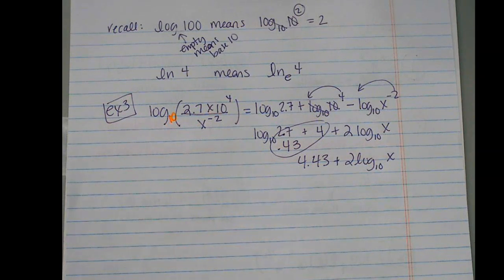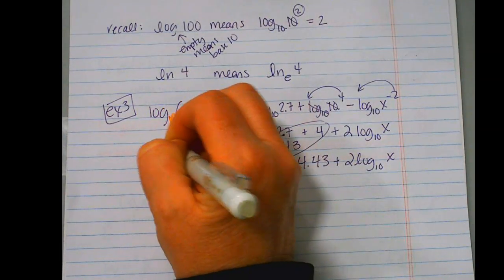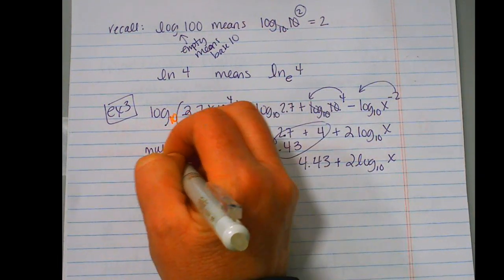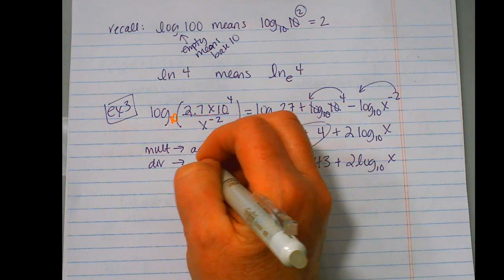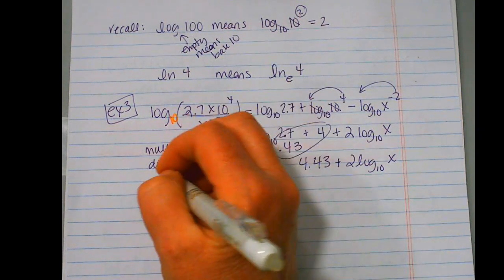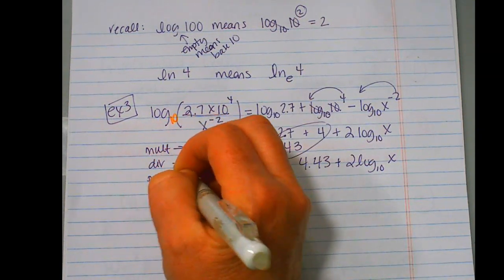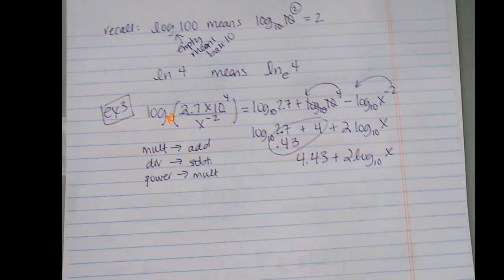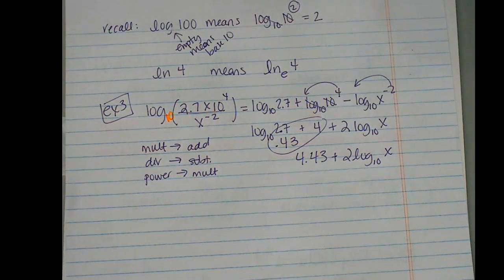Okay, so we've done expansion. You have some problems for homework where you're going to look at them and go, if you see multiplication, you're going to separate with addition. If you see division, you're going to separate with subtraction. I guess I should write subtraction. If you see a power, you're going to move it to the front and make it multiplication. Okay, those are your rules written like really succinctly.